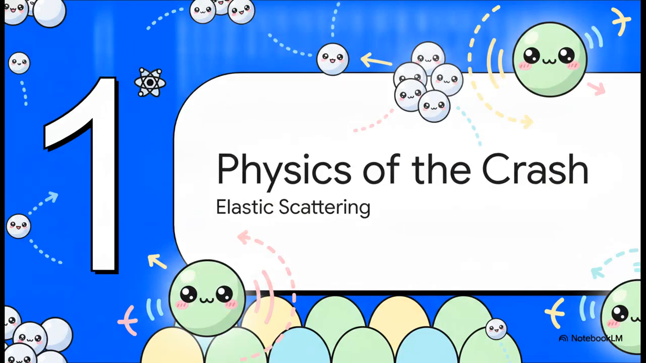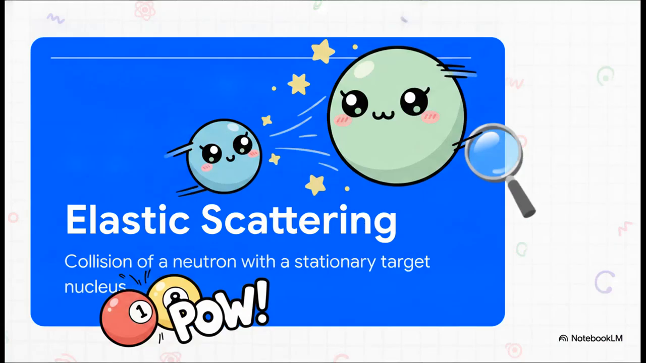All right, starting right off with Section 1, the physics of the crash. The core mechanism for hitting the brakes on a neutron is called elastic scattering. Think of this like a cosmic, high-stakes game of billiards. You've got your moving neutron acting as the cue ball, and it just slams right into a stationary target nucleus inside the moderating material. Now, because it's an elastic collision, the total kinetic energy of the system is perfectly conserved.